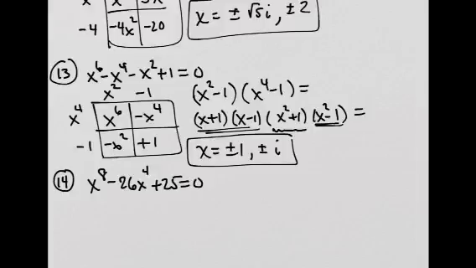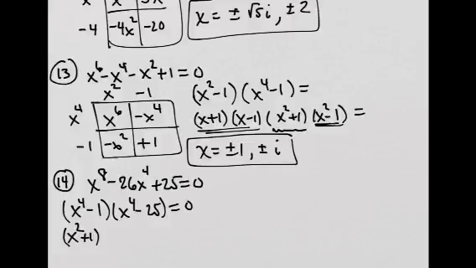So factors of 25 that add up to negative 26 are negative 1 and negative 25. So I'm going to put x to the fourth minus 1 and x to the fourth minus 25. Okay, so you factor x squared plus 1, x squared minus 1, x squared plus 5, plus 5, not 25, plus 5, and then x squared minus 5. Okay, so you could factor some more, or just from here go straight to the answer.